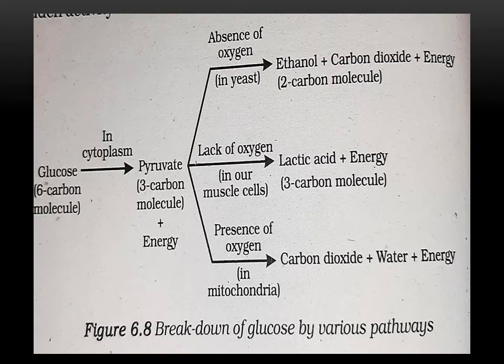So here we can see the schematic diagram of how glucose is broken down by various pathways. First, glucose in every condition in the cytoplasm will be converted to a three carbon molecule called pyruvate. In the absence of oxygen in yeast, pyruvate is converted to ethanol, carbon dioxide and energy. If the pyruvate is formed in our muscle cells, due to lack of oxygen, it will be converted to lactic acid and energy. And if oxygen is present, like in aerobic organisms, in mitochondria, pyruvate will be converted to carbon dioxide, water, and energy. So, these are the three ways how glucose is broken down by various pathways.